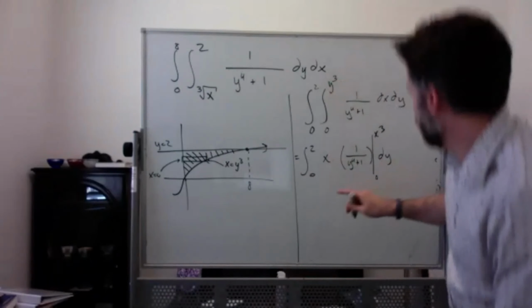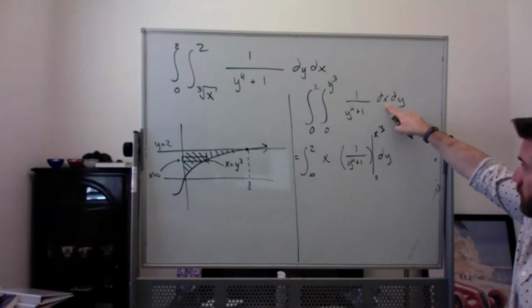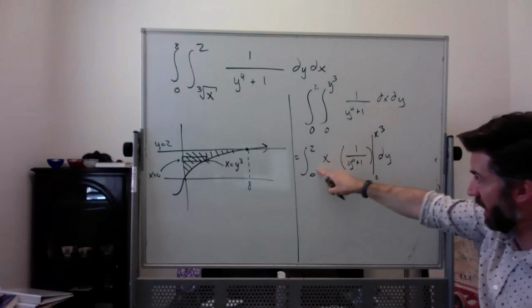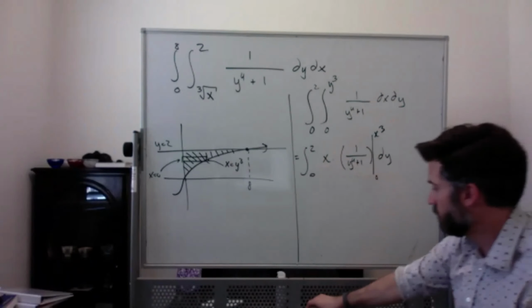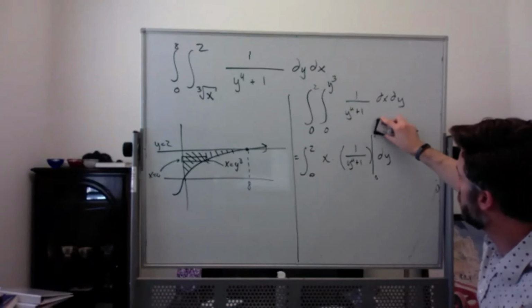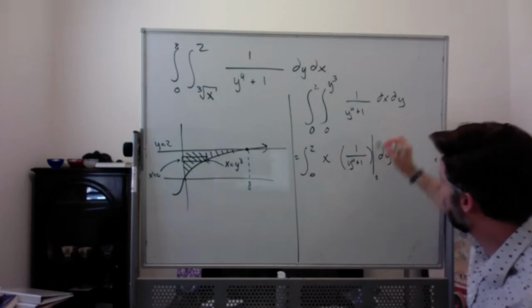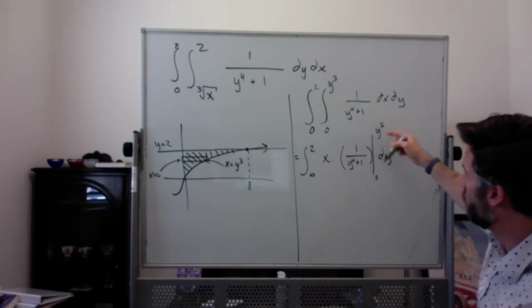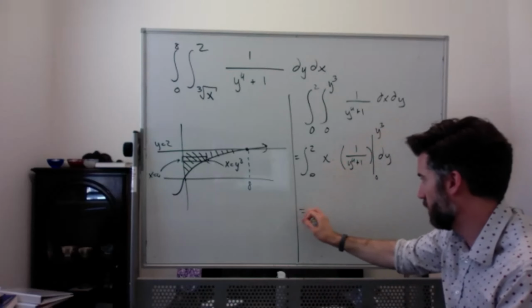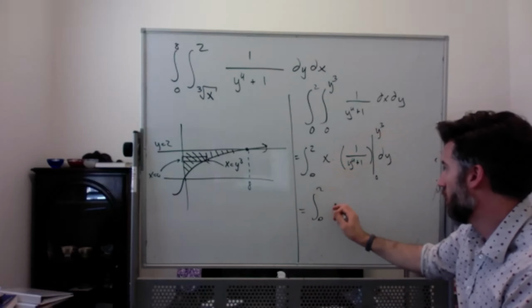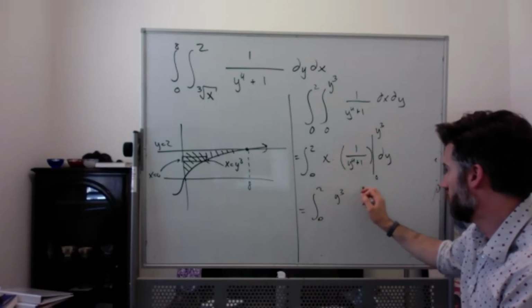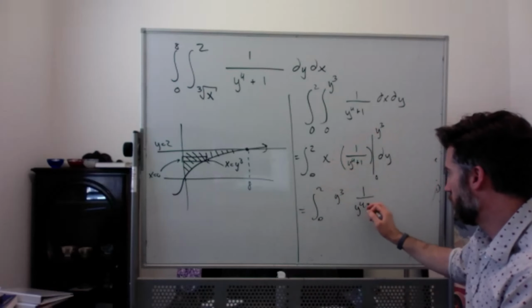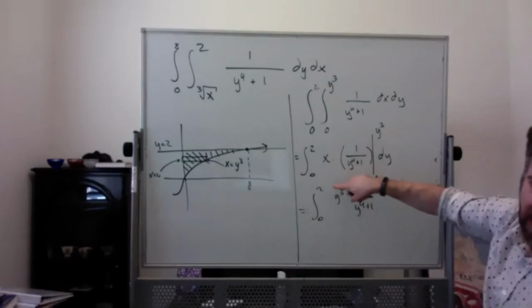And then you're going to still integrate the same way. Integral of this with respect to x is still just x times all that. But now, y cubed. And then when we plug in y cubed for x, we get, from 0 to 2 of y cubed times 1 over y to the 4th plus 1. And then we plug in 0, we get 0.